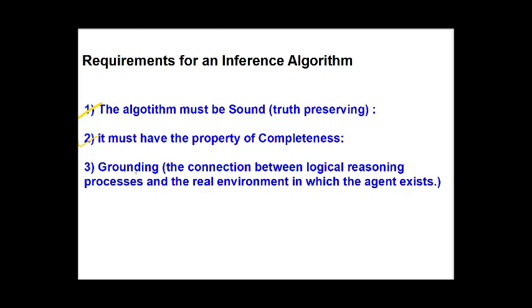Then the third property is the requirement of grounding. This is the connection between logical reasoning processes and the real environment in which the agent exists. तो हमें यहाँ पर क्या करना है, जो भी वो सेंस कर रहा है उस सेंस को लॉजिक वे में कैसे रिप्रेजेंट करे, और फिर लॉजिक वे में रीजनिंग कैसे करेगा. Like suppose if it is sensing a stench, तो वो stench को, परसेप्ट को कैसे कन्वर्ट करेगा और कैसे रीज़न करेगा कि उसके एडजेसेंट स्क्वायर्स में वुम्पस हो सकता है. Similarly it is for the breeze. So this is the grounding term.